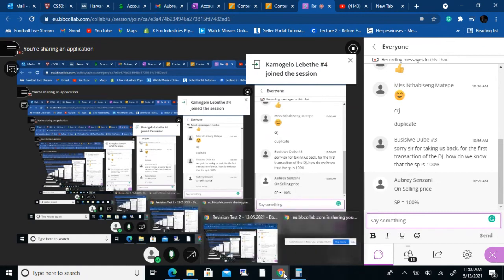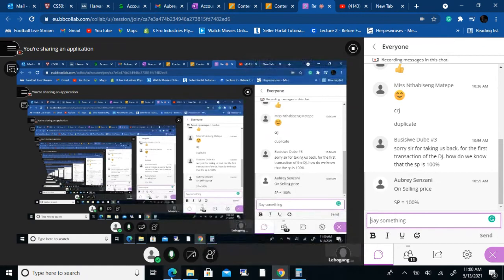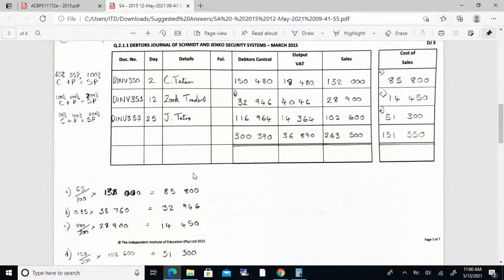So let me show you. Let me give you another example. If you look on the transaction on the 12th and the transaction on the 25th, let's look at what they actually said there when it comes to the markup. They said 100% on the cost price. Can you see that cost is 100%? Right? Because they said on cost. If they had said above cost, we also would have made cost 100%.